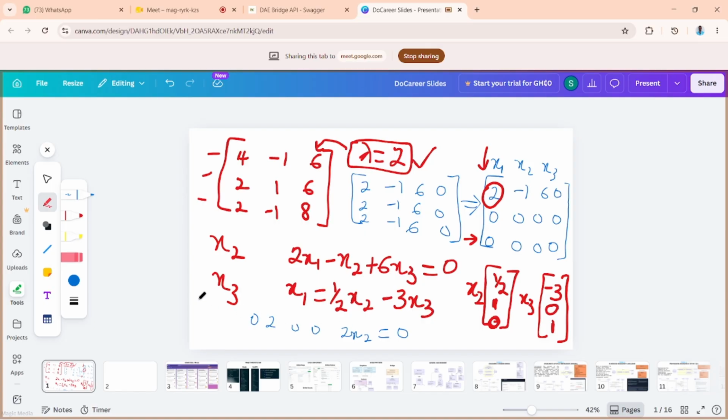And even that is undefined? No, it's not undefined. It's just that x2 will be equal to 0. Okay, all right. Thank you. Welcome.